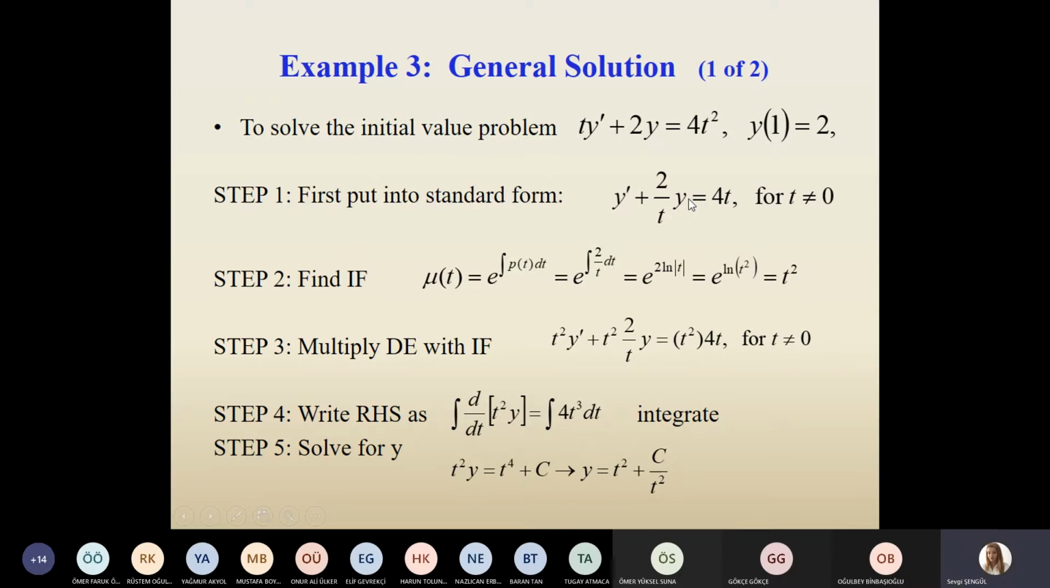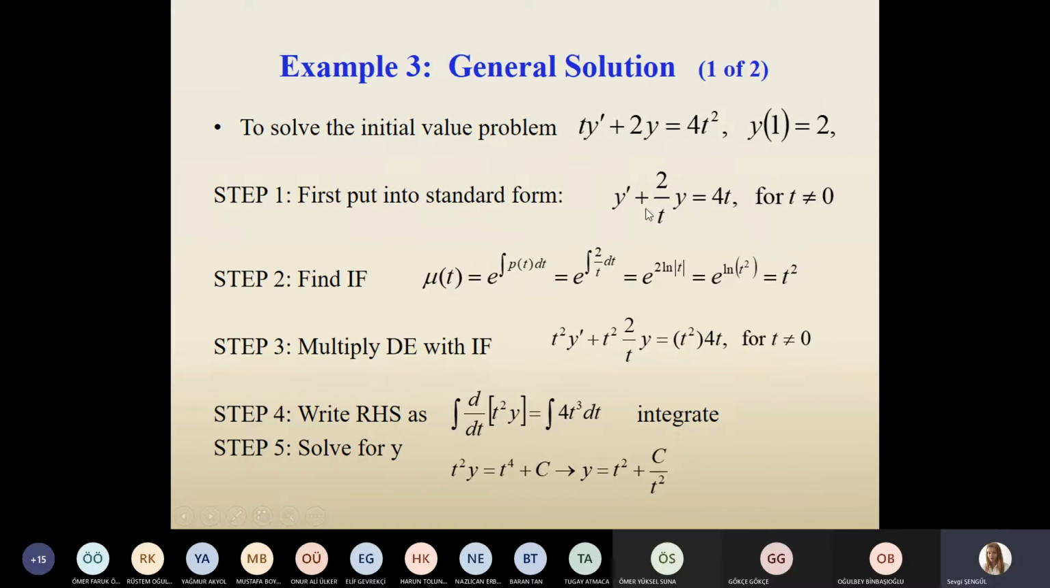That's good. And then we need to find the integrating factor, which is e to the integral of p of t dt. Integral of 2 over t dt is 2 ln t. You know that the integral of 1 over t is ln t. And you can move this 2 as a power inside the ln, so this is ln t squared. Since the exponential and the ln simplify each other, we have t squared as the integrating factor. So I will multiply my standard form by t squared.